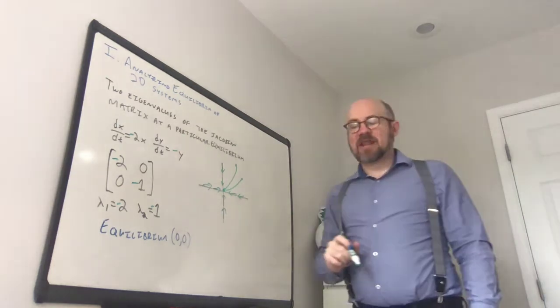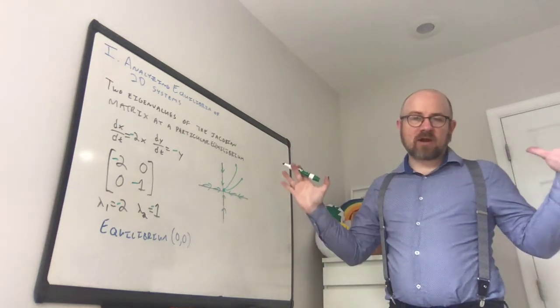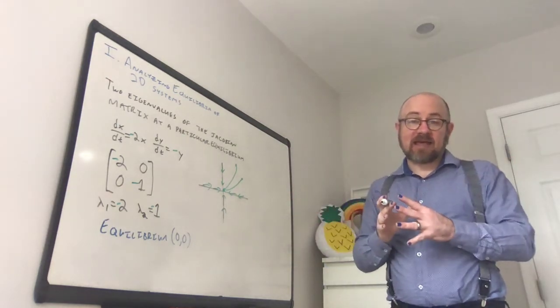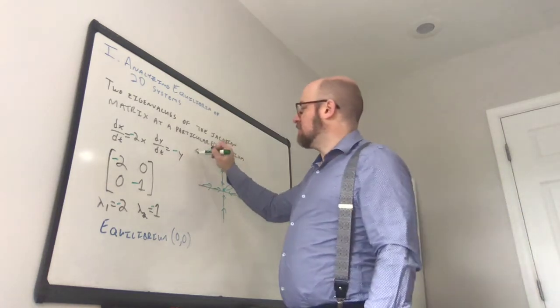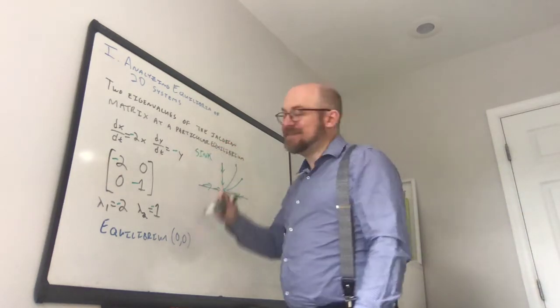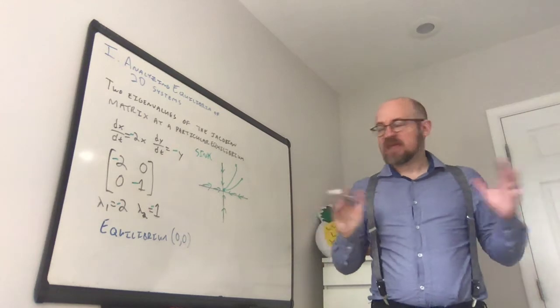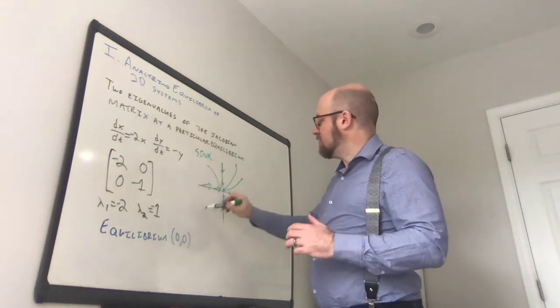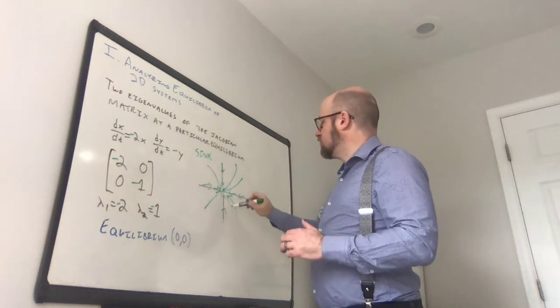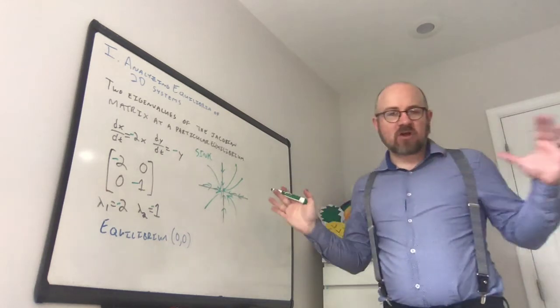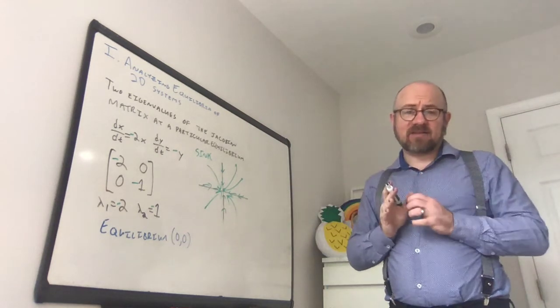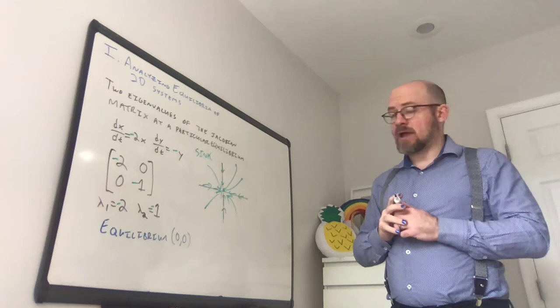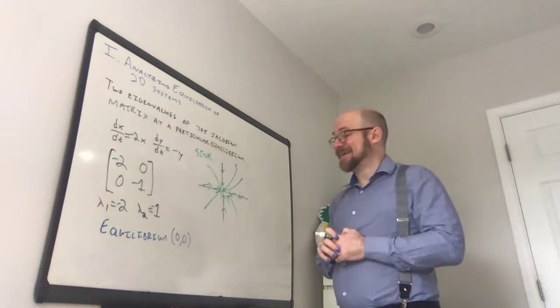So this is exponential decay, right? We're exponentially decaying into that equilibrium. We call this a sink. Okay, so a sink where both eigenvalues are negative and all of our trajectories, anywhere we start, we're going to decay down to that 0, 0 point. Okay? So that's a sink.